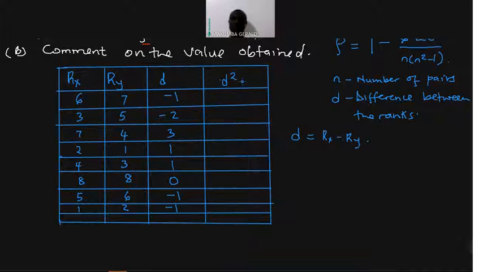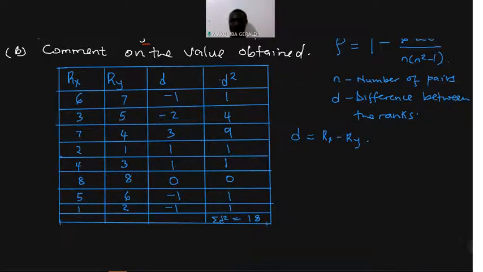Next, we are going to square D. This is now D, we are going to square it. So negative 1 squared is 1, negative 2 squared is 4, 3 squared you get 9, 1 squared you get 1, 1 squared you get 1, and so on. So next we need to get the summation of D squared. When you add all this, you get summation D squared. Summation D squared is 18.